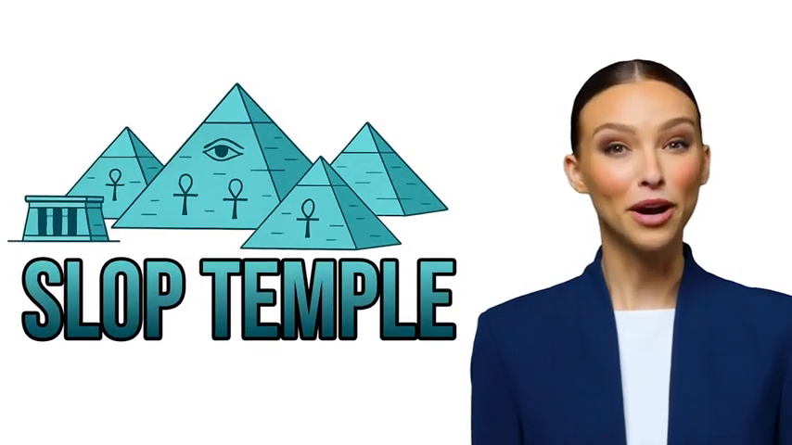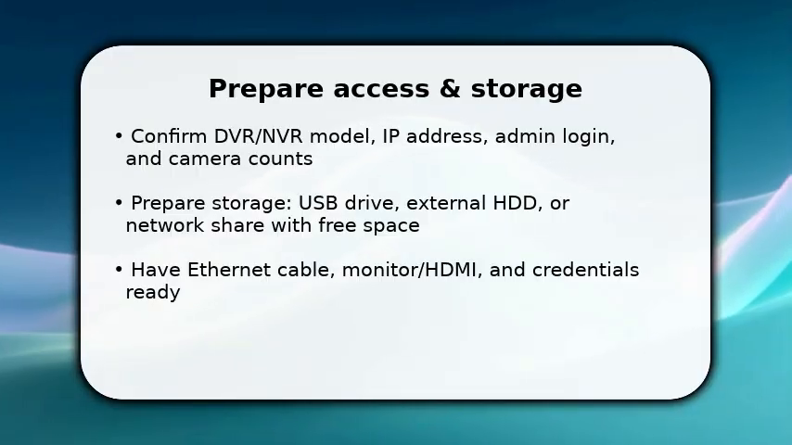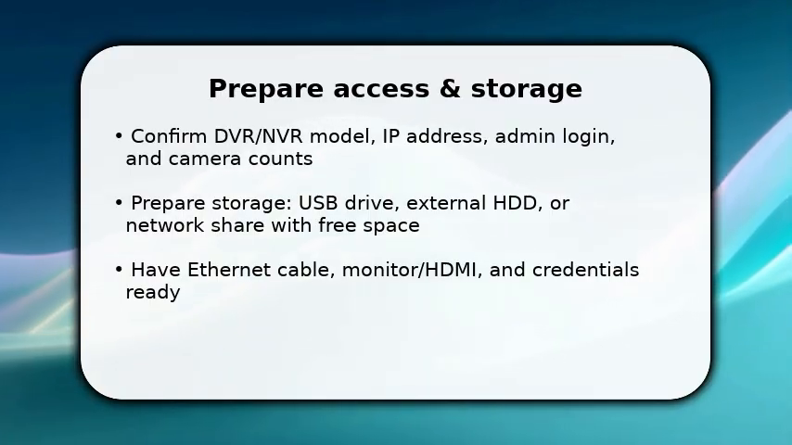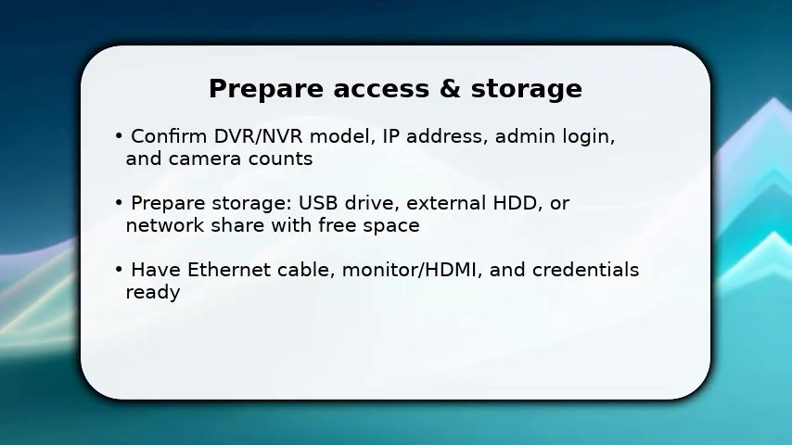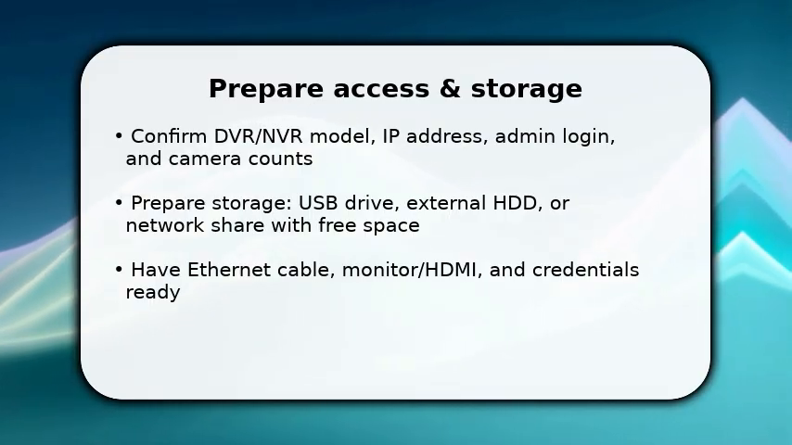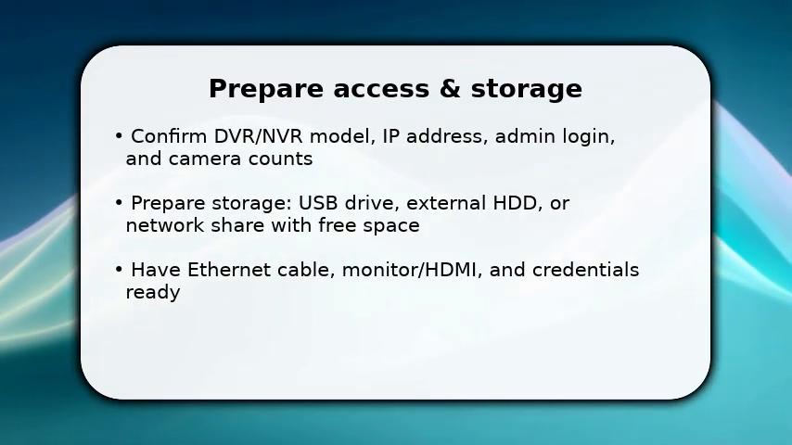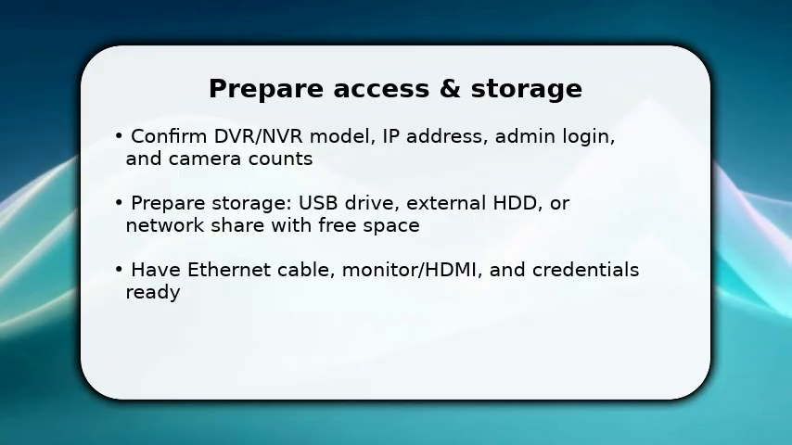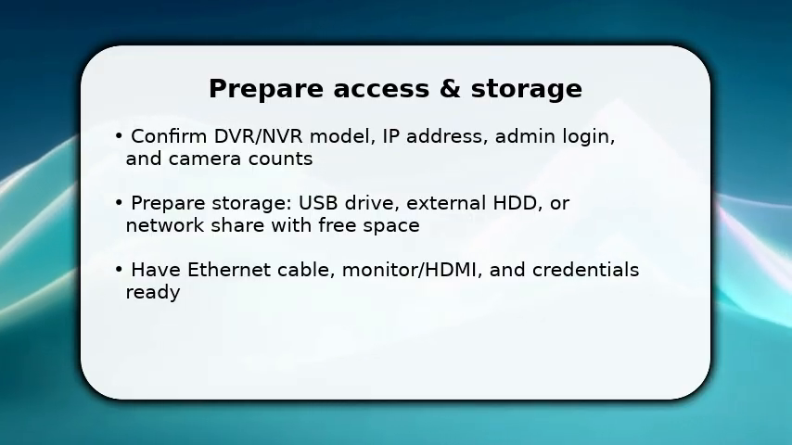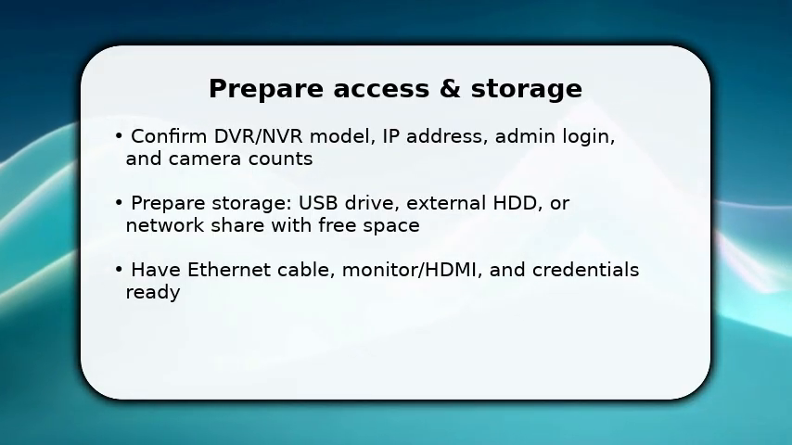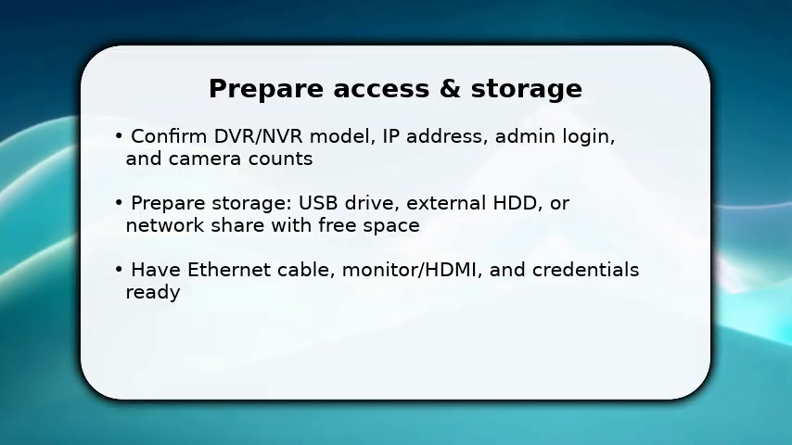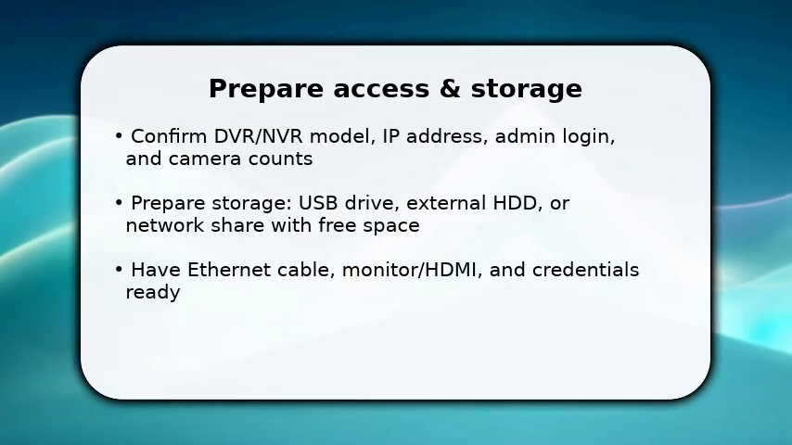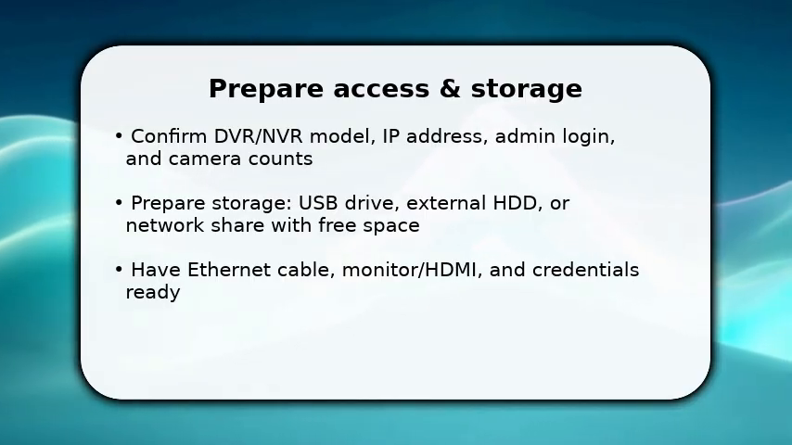We pray this video helps. You start by getting direct access to the recorder and a place to save footage. Locate the DVR/NVR model and IP, then log in as admin. This lets you change export settings. Connect a monitor or laptop via HDMI or use the web UI over the local network so you can view timelines. Make sure your USB stick or external HDD is formatted and has enough free space. Once done, you can move to find the exact recording segment.